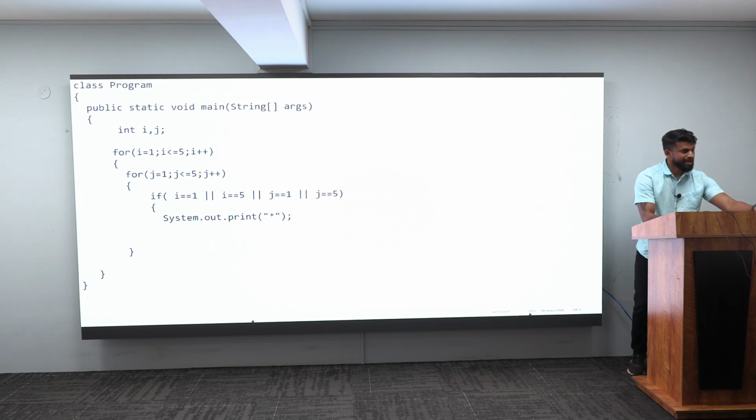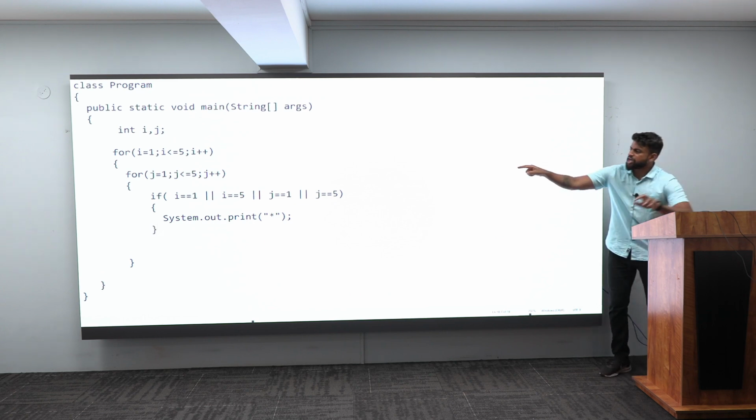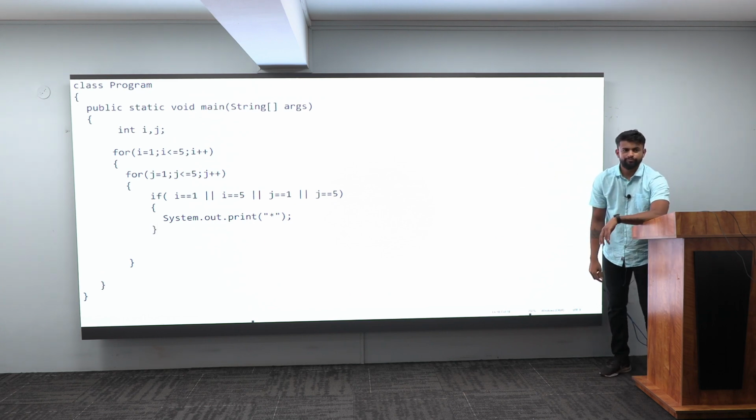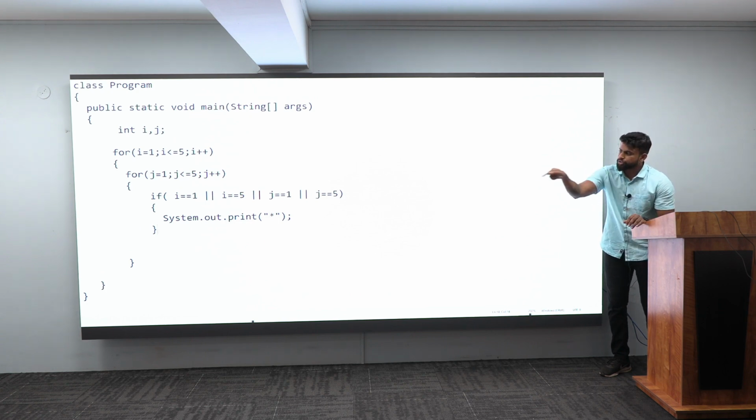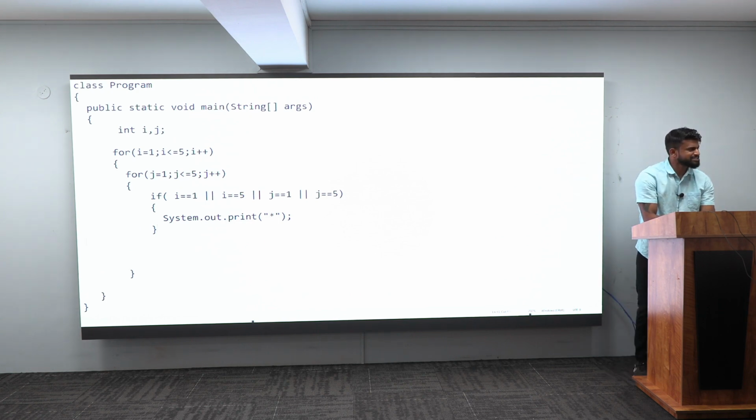Sensing this much? Very good. Stars I have printed. If this is not the case, what should you do? Else, you should print a space. How do we tell it programmatically? Very simple. Here also, you should say else, in English only. Else what? You should print something. What should you print? Space. How will you do it, sir?